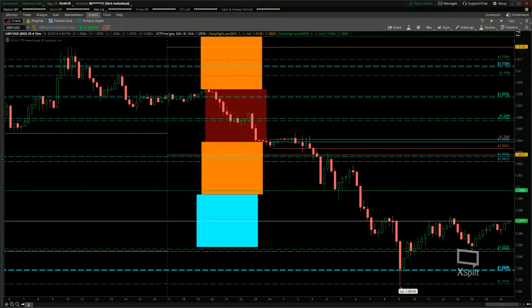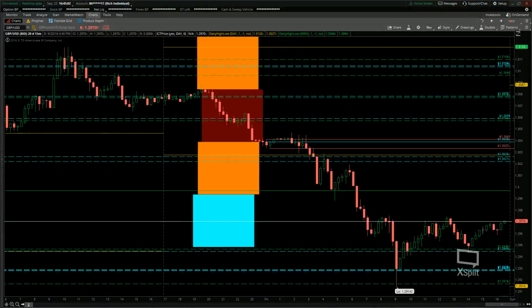Okay, this is the homework screen, and this was today on the British pound. What you see is the green dash lines are weekly levels, and we'll go into how to find those. This is all ICT's work, ICT Inner Circle Trader. He has a YouTube channel, and he also has a website, the Inner Circle Trader Tutorials, which teaches all this stuff.